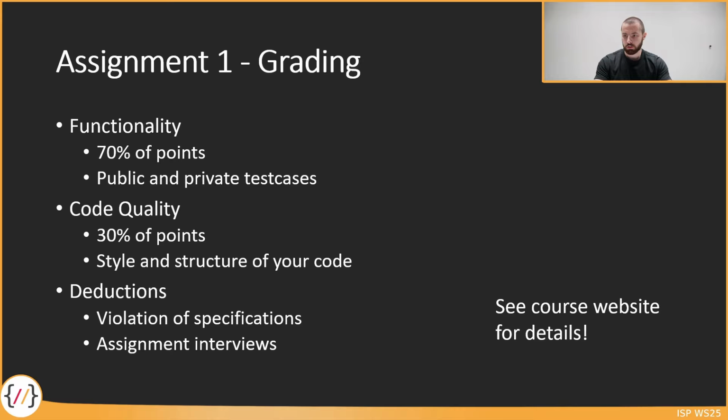Now, the functionality and the code quality make up 100% of the points, but you can get deductions. For example, the violation of specifications. There are general specifications that must be followed for every assignment. This is, for example, the usage of goto or the usage of exit. But there are assignment-specific specifications as well, which are always mentioned in the assignment descriptions.